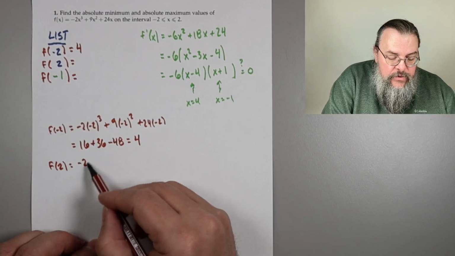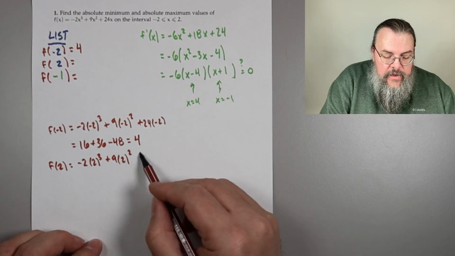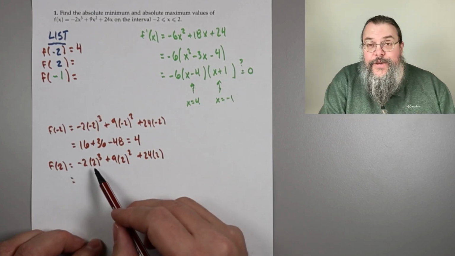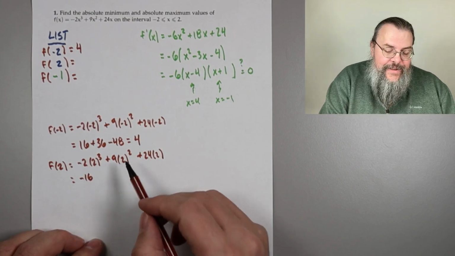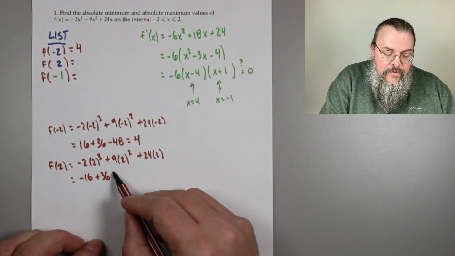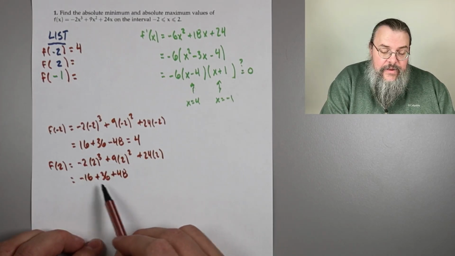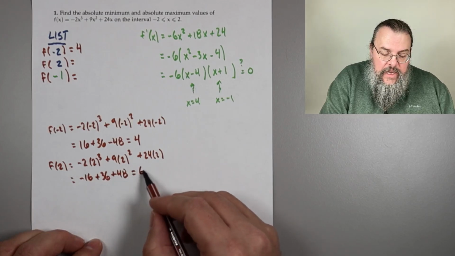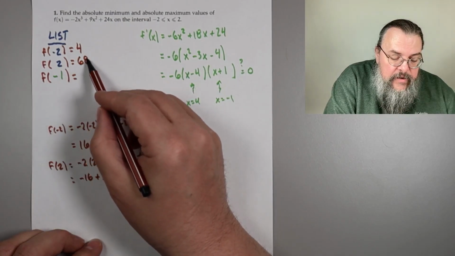Well, that's -2 times 2 cubed plus 9 times 2 squared plus 24 times 2. Well, 2 cubed is 8 times -2 is -16. 9 times 2 squared is still 9 times 4, which is 36. And 24 times 2 is 48. Now, if we add -16 and 36, we get 20. Add 20 to 48, we get 68. All right, well, that's a pretty good number there, 68.